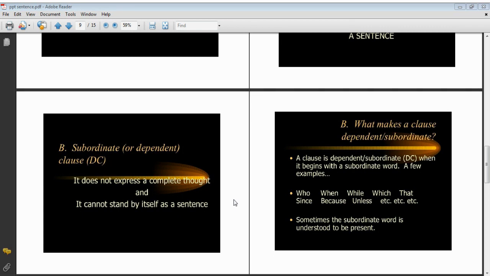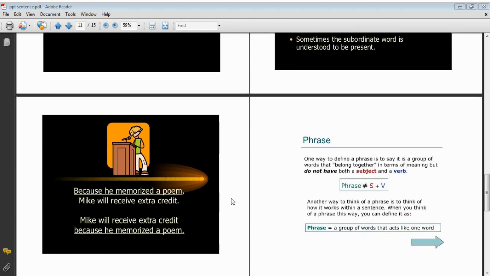Now the question is, how would we identify a subordinate clause or a dependent clause? Whenever you see that a clause is beginning with a subordinating conjunction, it means that that clause will be called a subordinate clause. As you can see the list over here: who, when, while, which, that, since, because, unless, these are all the subordinating conjunctions. So whenever a clause will be beginning with a subordinating conjunction, it will be called a subordinate clause.